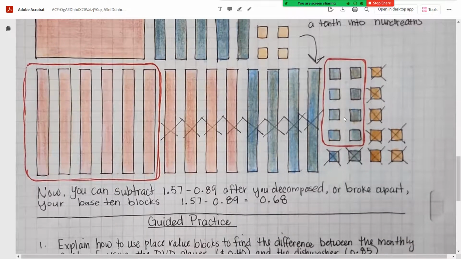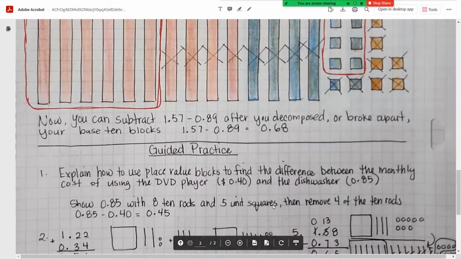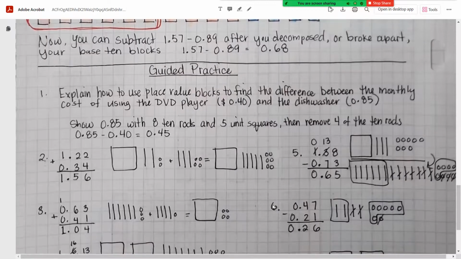So now we're able to subtract 1 and 57 hundredths minus 89 hundredths after being decomposed and broken apart. Using our base 10 blocks, we found out that the difference is 68 hundredths. Let's take a look at your guided practice for this lesson.